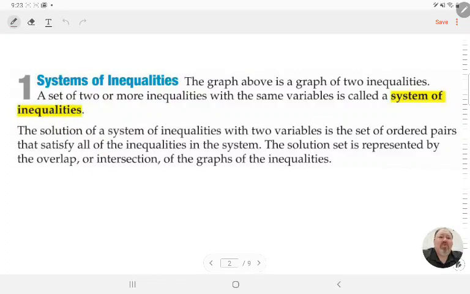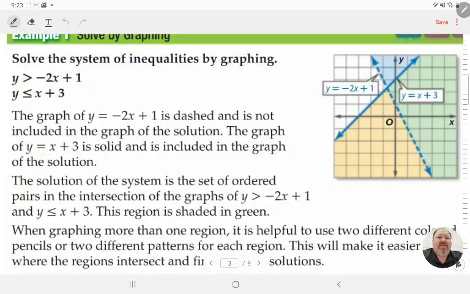A set of two or more inequalities with the same variables is called a system of inequalities. The solution of a system of inequalities with two variables is the set of ordered pairs that satisfy all the inequalities in the system. The solution set is represented by the overlap or intersection of the graphs of the inequalities. So let's take a look at that.